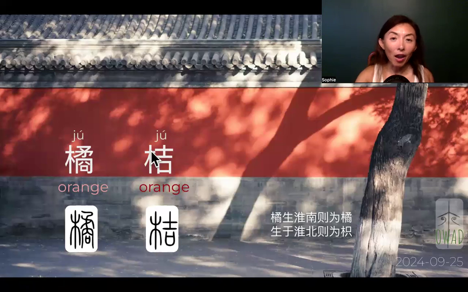But this originally doesn't pronounce as ju, it's jie. It's pronounced as jie, and it actually means a totally different thing. It's not a fruit at all. It is a kind of hay, I guess, or straw. And so, well, that's jie. Again, this is a plant, right?